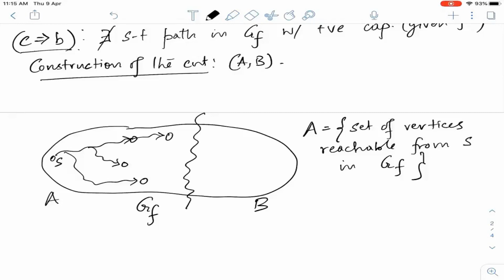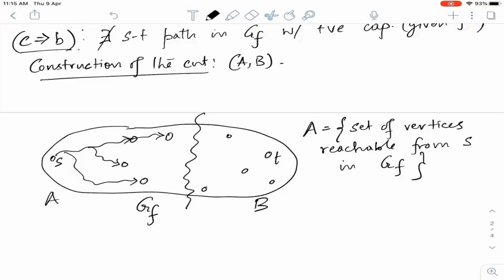Yes, and there might be other vertices, I don't know. But what is surely true is that T is not in A. Because if T is in A, then your condition C is not true. That means that you have a path from S to T in the residual graph.